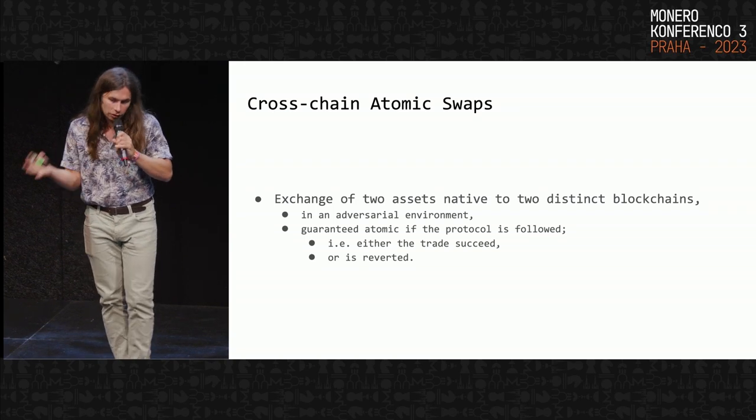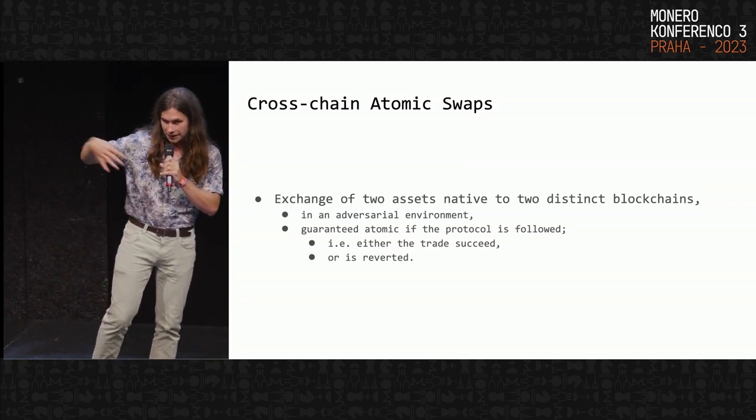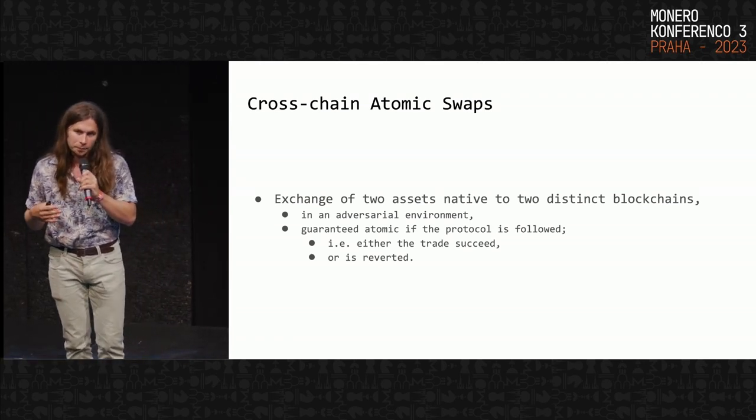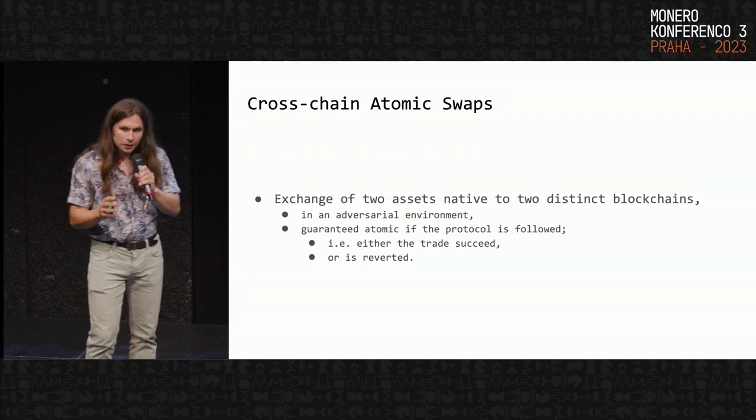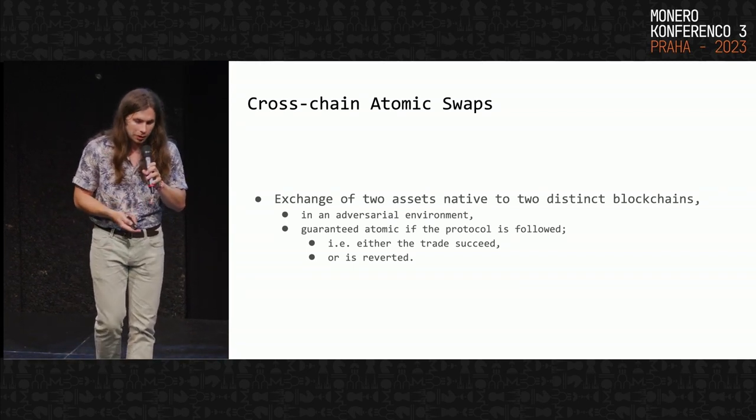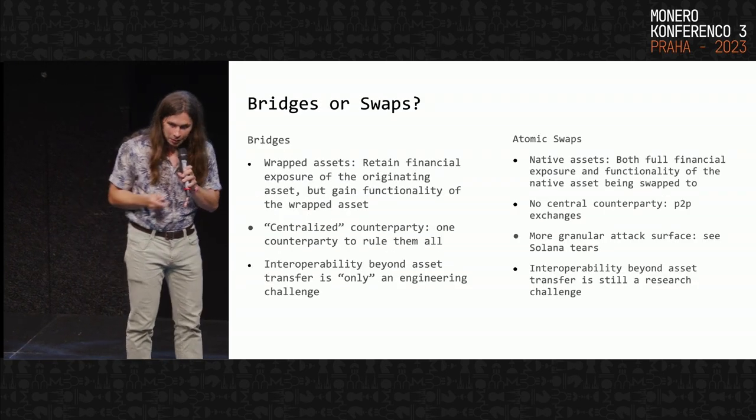The atomic part comes from the guarantee that if the trade succeeds, both receive the counterparty's funds, or if it does not succeed, then everything's refunded. Now, all of these protocols share that they rely on a liveness assumption, but we'll look at that in detail when we look at these protocols.